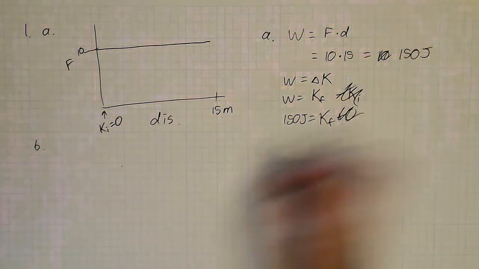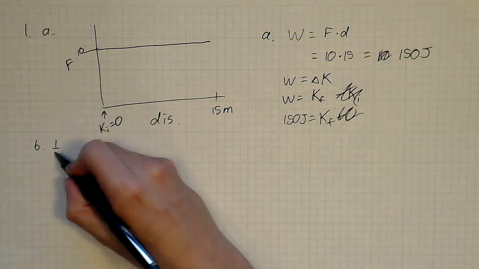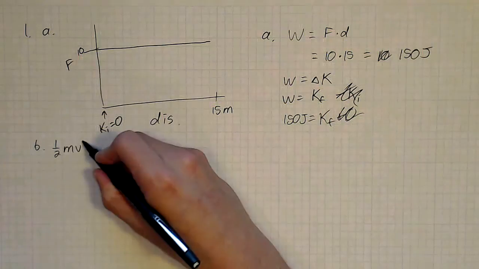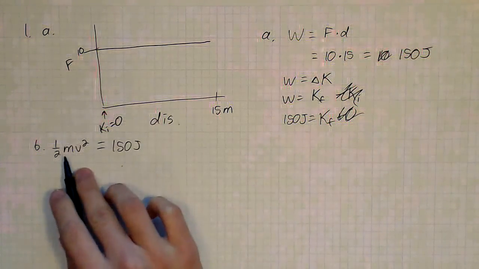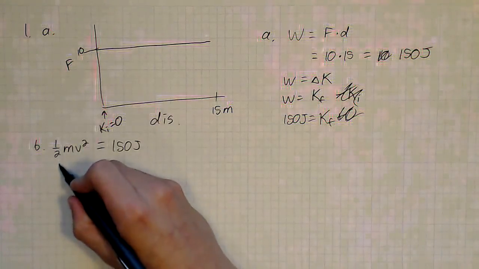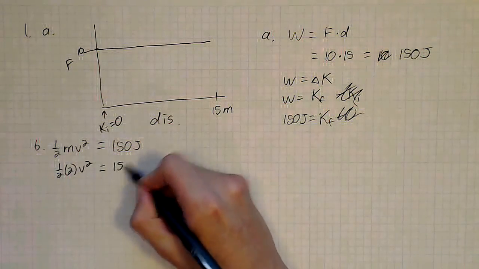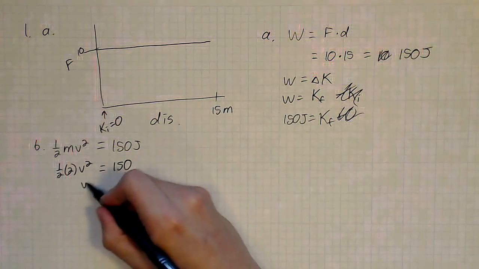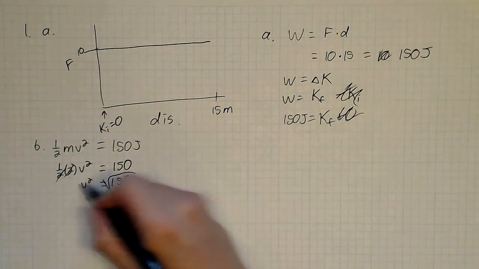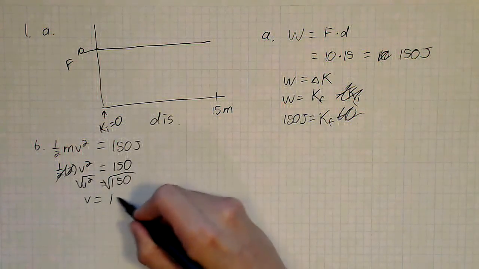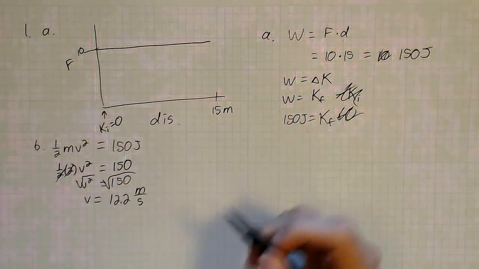Okay, so we know our kinetic energy at 15 meters. It's 150 joules. And we know that kinetic energy is equal to 1/2 mv squared. If we set that equal to 150 joules, we can solve because they give us the mass. So with a mass of 2 kilograms, you get 1/2 times 2 times v squared equals 150. These cancel, so you get v squared equals 150. Take the square root, and you get v equals 12.2. Don't forget our units are going to be meters per second.